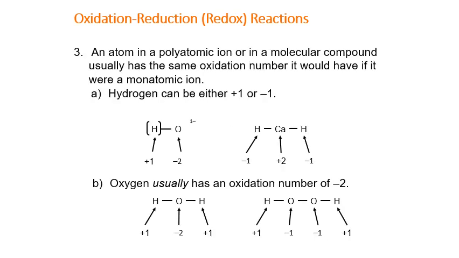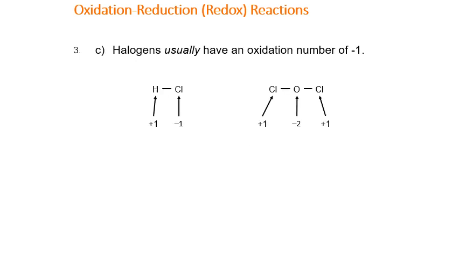An atom in a polyatomic ion or in a molecular compound usually has the same oxidation number it would have if it were a monatomic ion. Hydrogen can be either +1 or -1. Oxygen usually has an oxidation number of -2, but as you can see, it can also be -1 or others. Halogens usually have an oxidation number of -1, but sometimes they can have different numbers.